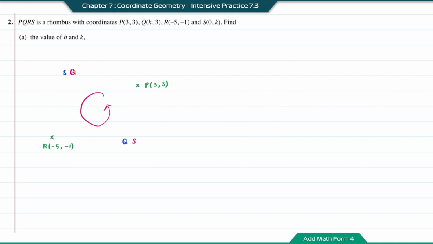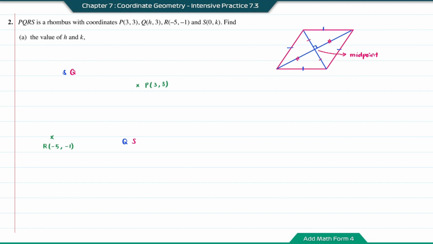So no matter what the orientation, the points Q and S will be opposite points, and the points P and R will be the other opposite points. For a rhombus, the lengths of all sides are equal, and the diagonals of the rhombus are perpendicular bisectors of each other. So the intersection point between the diagonals will also be the midpoint. First I'm going to find the midpoint of PR. It will be -5 plus 3, then divided by the total ratio, which is 2, and -1 plus 3 divided by 2.